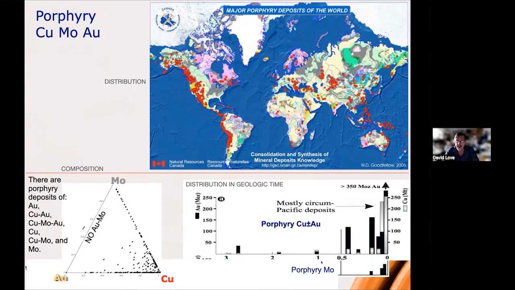Through geologic time, the distribution of these deposits favors younger rocks. This is zero age, and going left, we get older and older to 3 billion years old, and there's almost none that are more than 500 million years old. In terms of composition, there's quite a range from molybdenum bearing to copper moly gold to gold bearing, but there's no copper gold. There's no gold moly without copper.